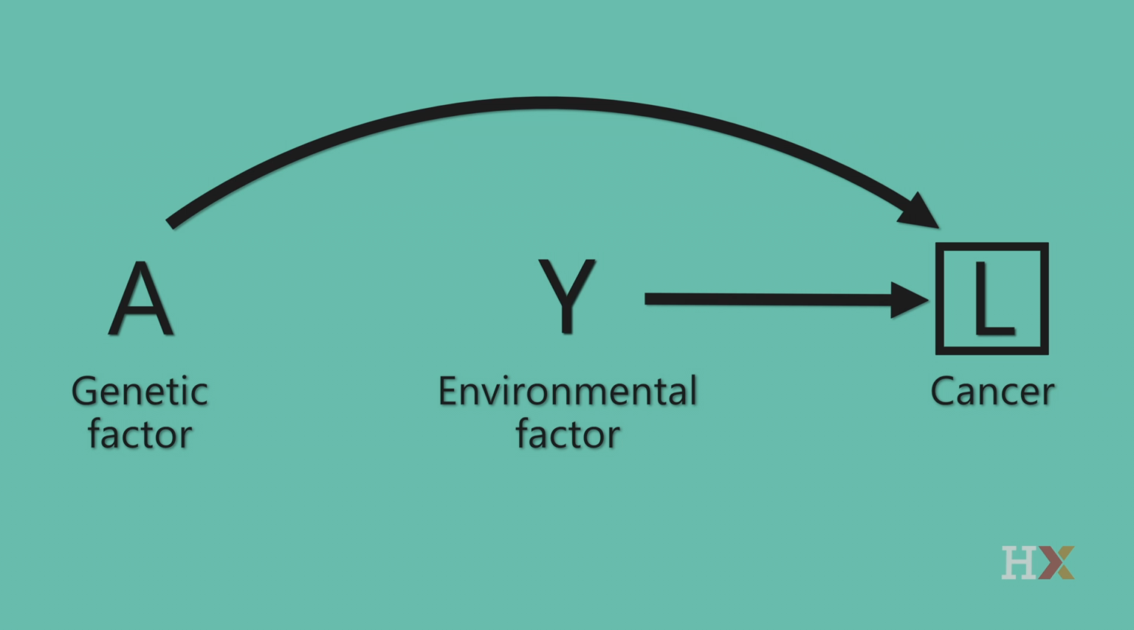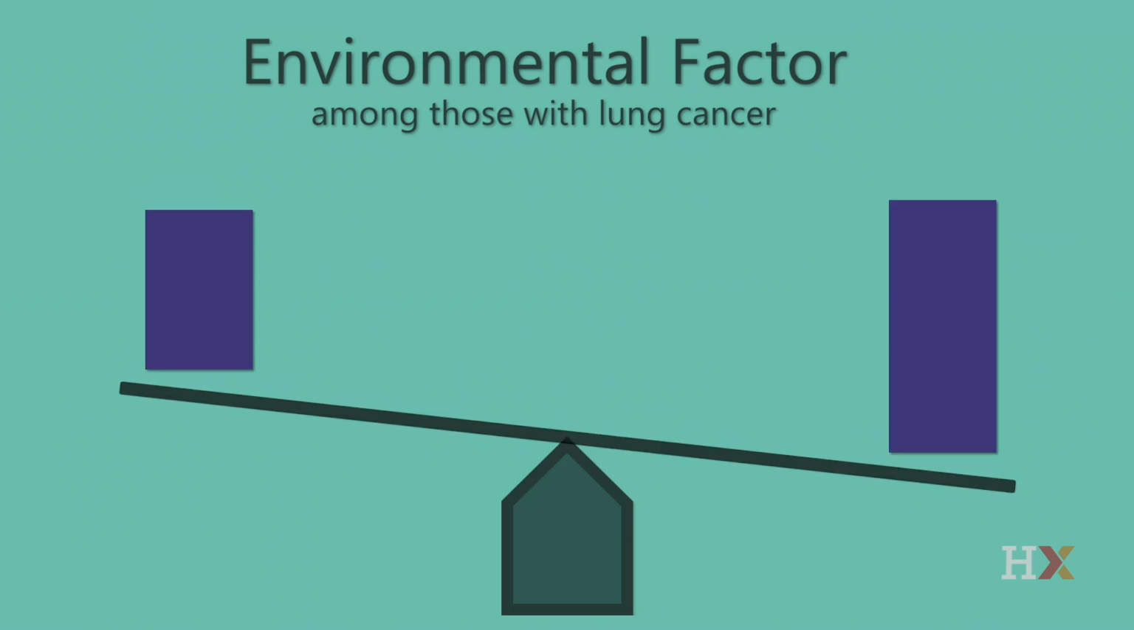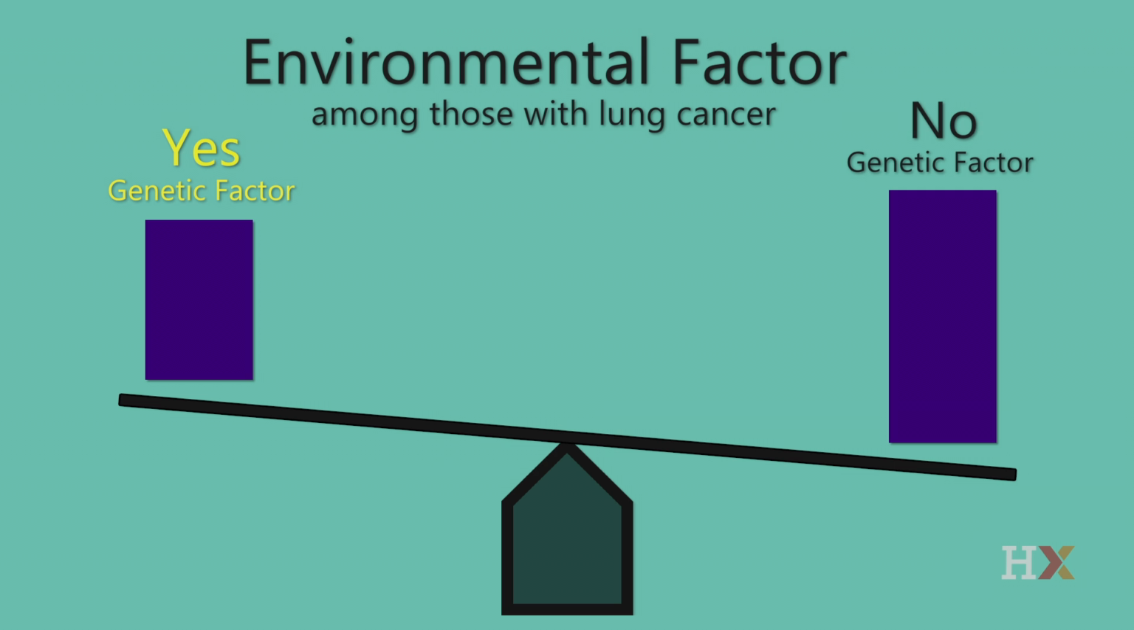Now we can check in the subset of the population with cancer whether there is an association between A and Y, between the genetic factor and the environmental factor. We just check whether the proportion of individuals exposed to high levels of air pollution is different among those with and without the genetic factor. If the proportions are different, we will say that there is an association between A and Y conditional on L equals 1.